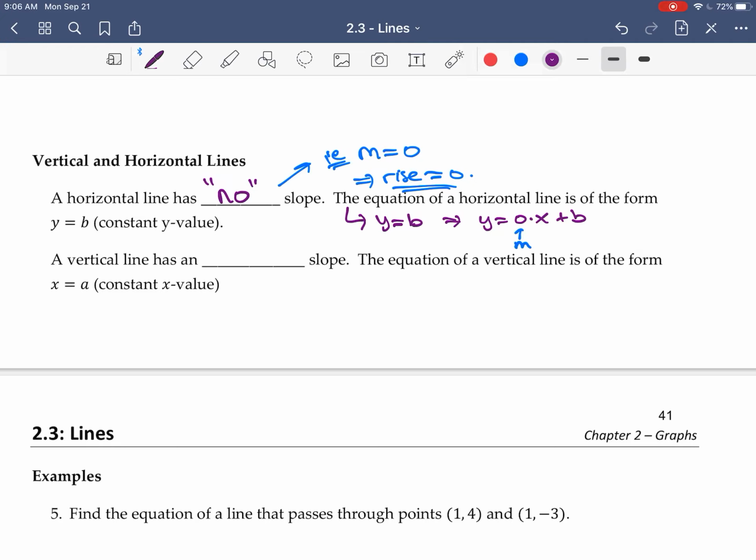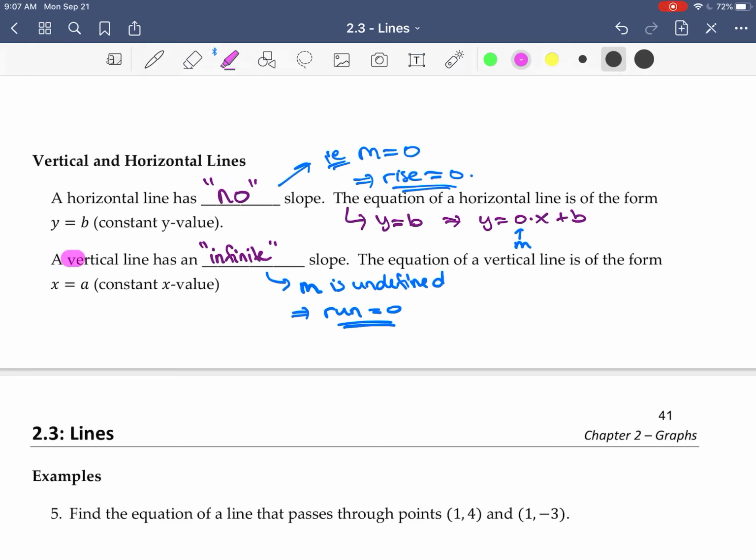When you have a vertical line, we say that the slope is infinite. It has an infinite slope. So that actually means that m is undefined. And this happens because the run is 0. That's the denominator of the slope, so you can never divide by 0. So this one you cannot put into slope-intercept form because there is no slope. The slope is undefined.